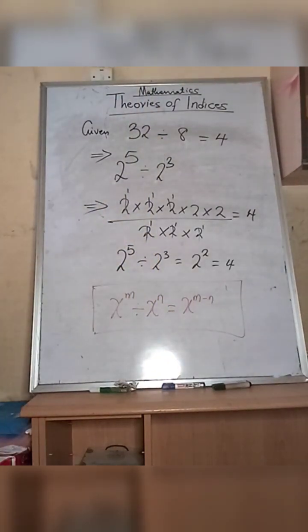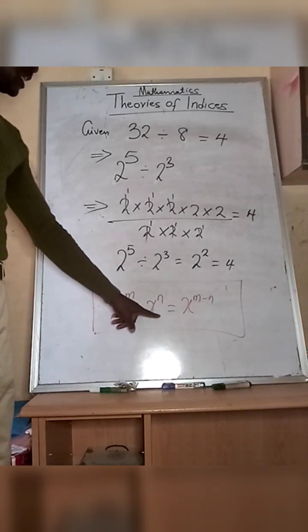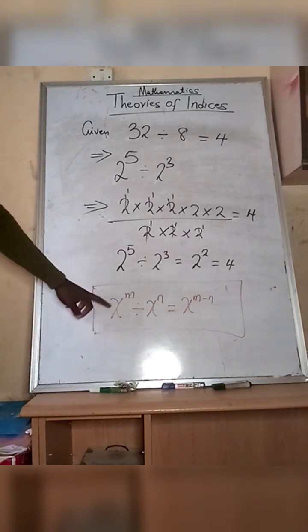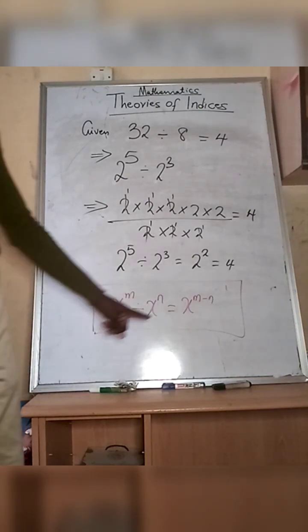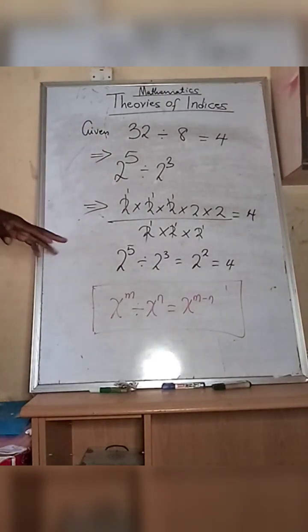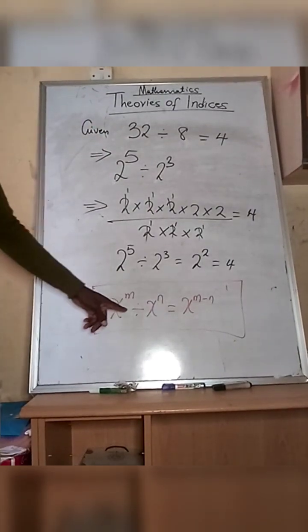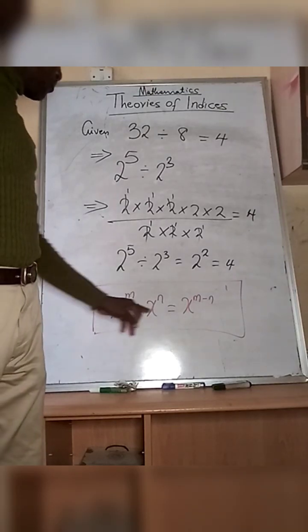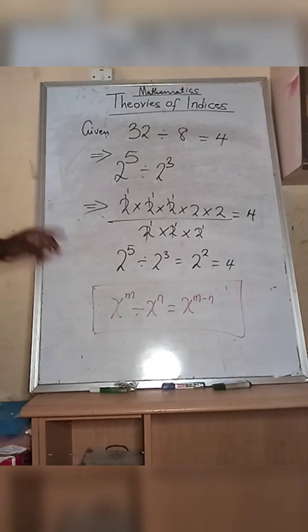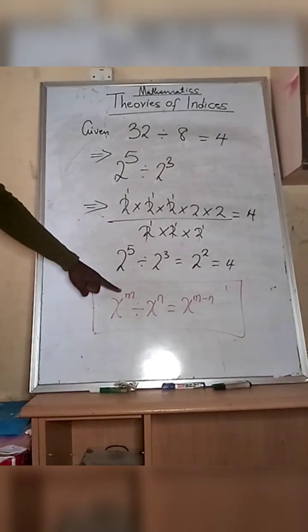Now, the previous rule or law or theory, as the case may be, is that if we have two index numbers that are being multiplied, as long as both have the same base, we return one of the bases and add the powers for multiplication. This one, if we are dividing, we return one of the bases and subtract the power of the divisor from that of the dividend.